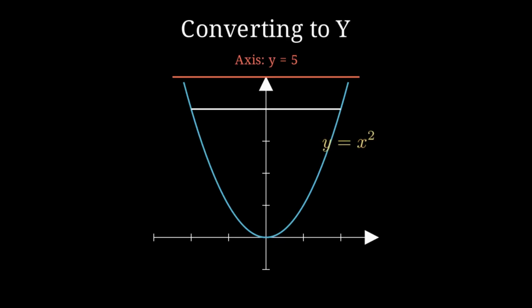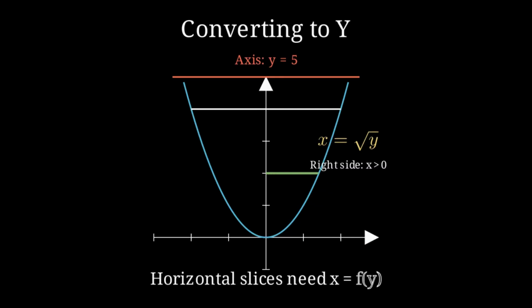Since we are rotating around a horizontal axis and want to practice horizontal slices, we convert our function. Y equals x squared becomes x equals the square root of y for the right half. Note that horizontal slices here would actually be more complex than vertical ones, but we use them to illustrate the coordinate consistency required for y integration.